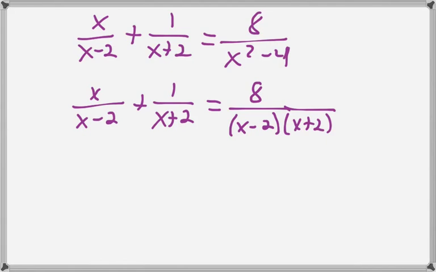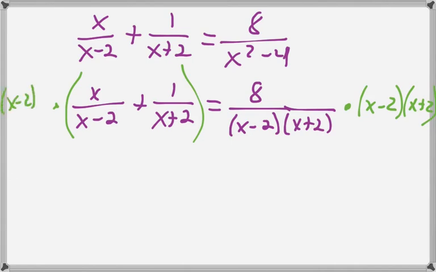So now we need to decide what are we going to multiply both sides by to clear our denominators. So if we look at the right side, definitely need to multiply by x minus 2 times x plus 2, because that will get rid of the denominator on the right side. And whatever we do to the right side, we also have to do to the left side. And it turns out that's enough, because we have an x minus 2 factor to get rid of our first denominator on the left, and we have an x plus 2 factor to get rid of our second denominator on the left. So we're going to distribute this in.